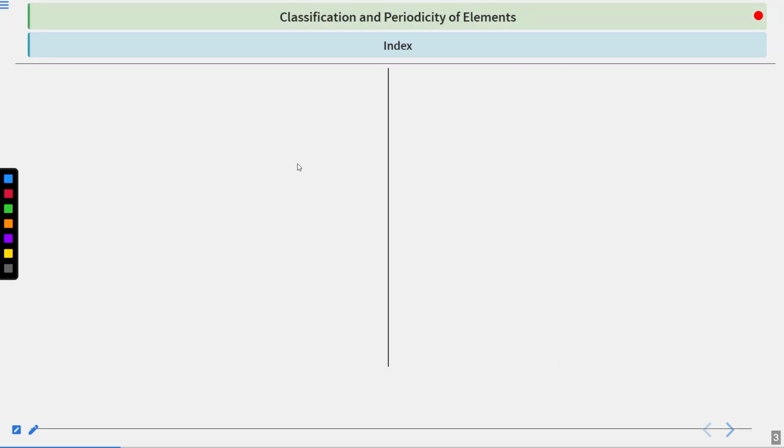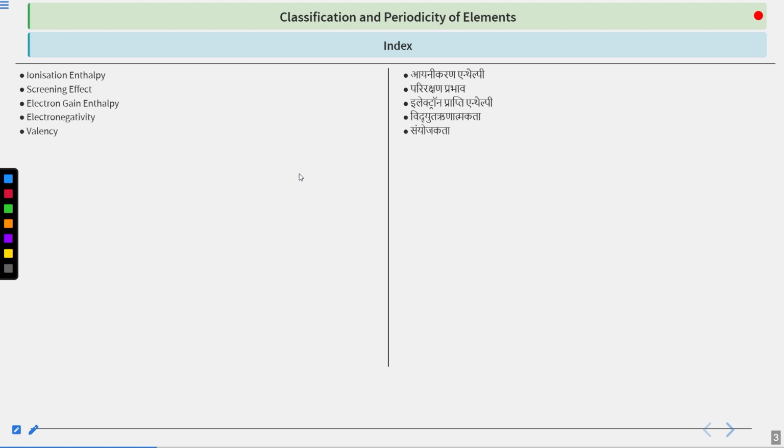So what are the topics that we are going to cover today? First is ionization enthalpy, screening effect, electron gain enthalpy, electronegativity, valency, chemical reactivity, and then we will sum up with a summary.